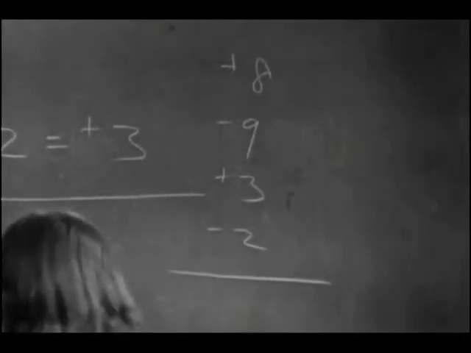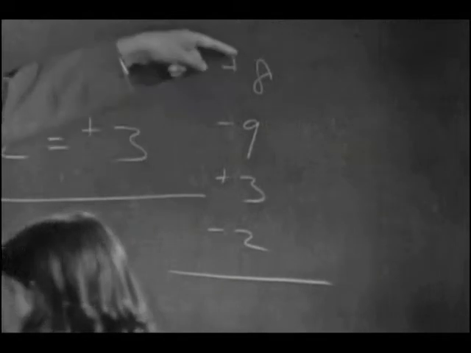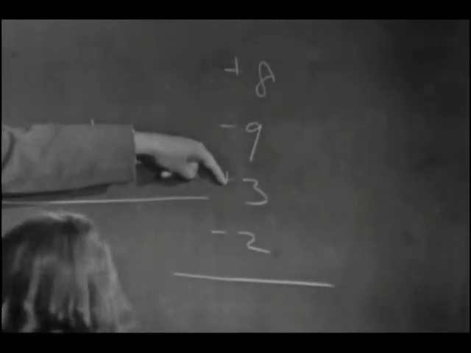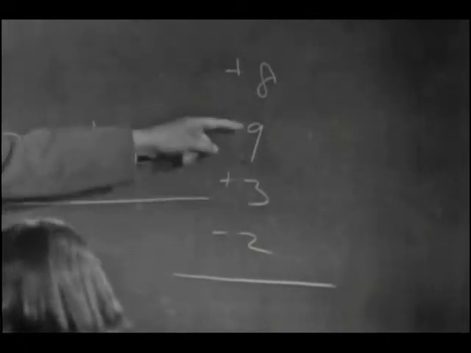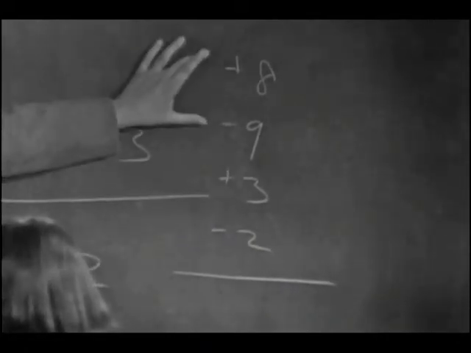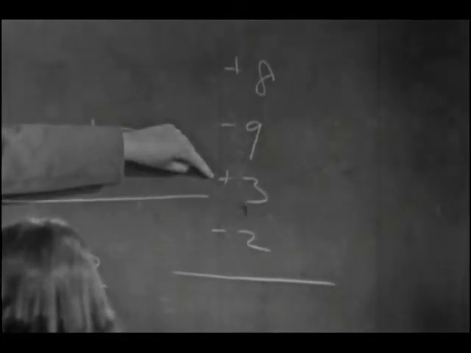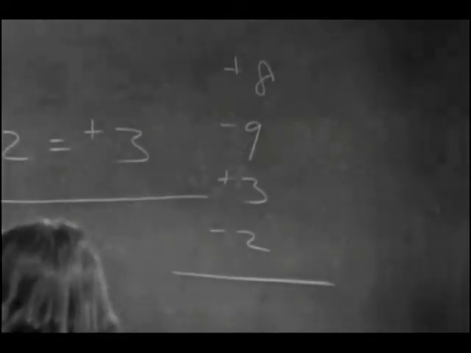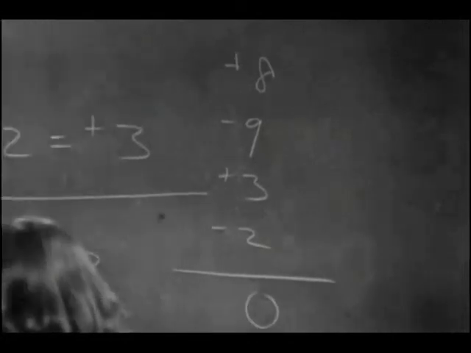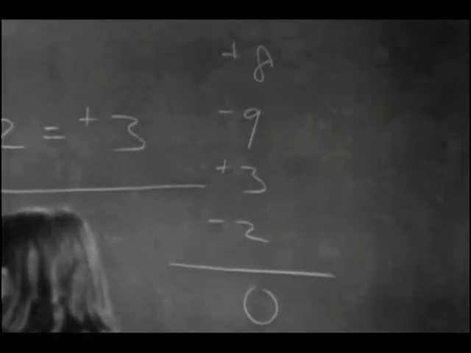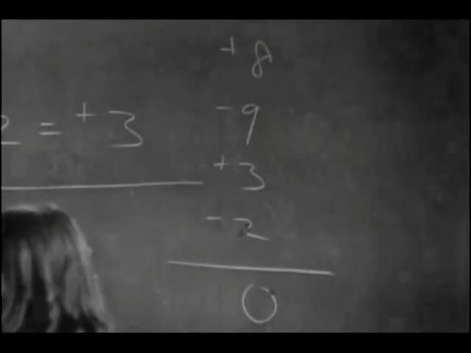Does this work? Let's see. She got $8 richer and $3 richer. I didn't do it that way. I just added them. 8 minus 9 is -1, and +3 is +2, and then -2 is 0. That's right. And if we ended up with zero, then what would happen? Michelle should end up right where she started, and is that what happened? Sure is. Thank you very much.